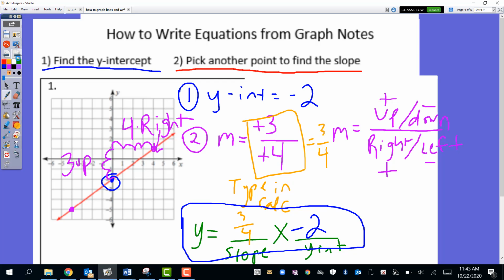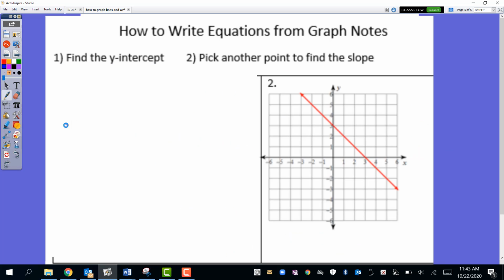For my second example, here we go, same thing, find the y-intercept, pick another point. So my y-intercept this time, I'm looking on the y-axis. Where does it cross? Right there. What number was it on? +3. So I'm going to put 3. And now I'm doing slope, so I need to pick another point. It doesn't matter, there's lots of points you could pick on this line. I'm going to pick right here. Sure, why not?